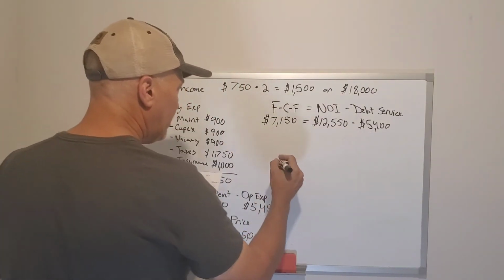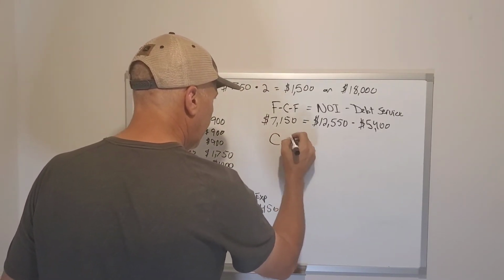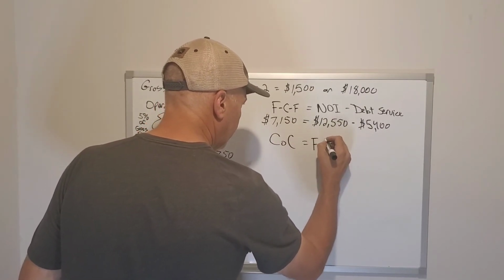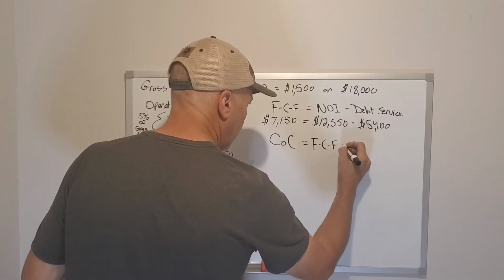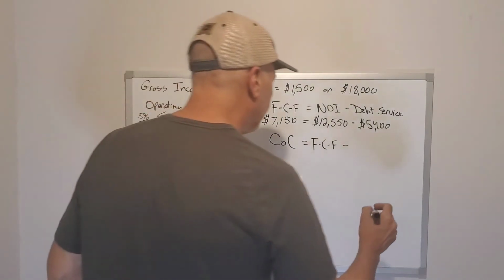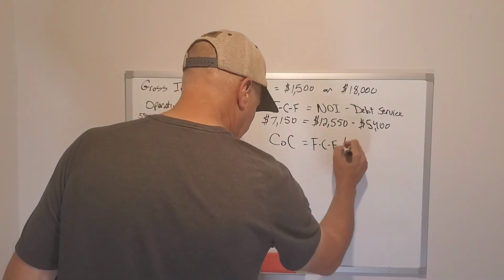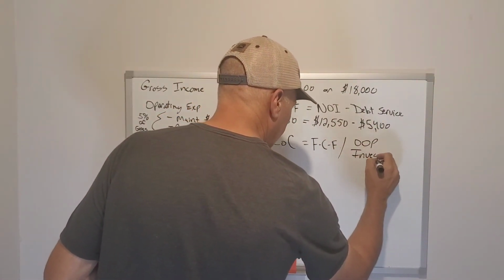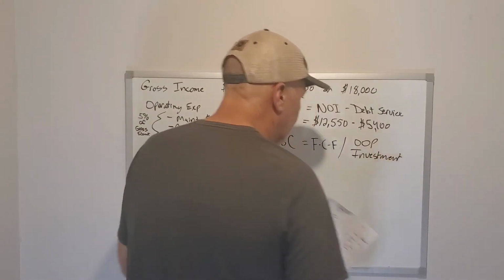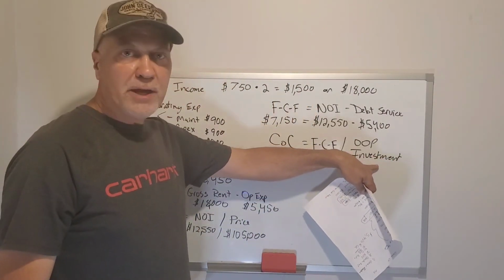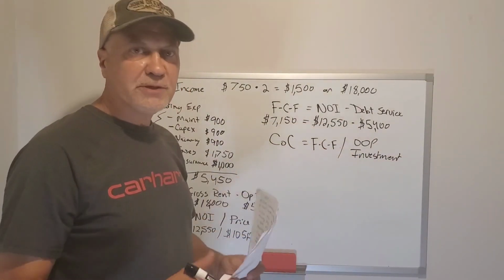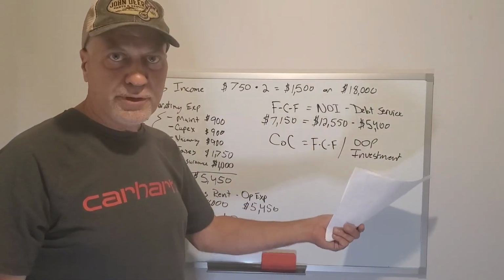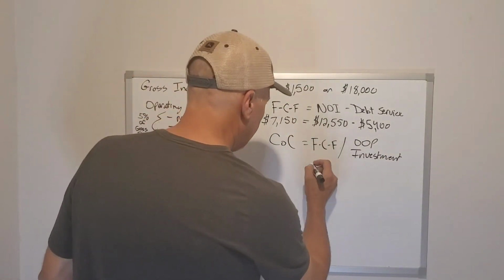Once we have the free cash flow, now we can calculate cash on cash return. And basically that's your free cash flow divided by your out-of-pocket investment. So your out-of-pocket investment is basically your down payment on your loan, any expenses you've had up front doing rehabs, whatever you need to do to get the place ready, and then you should throw in your closing costs in this as well.